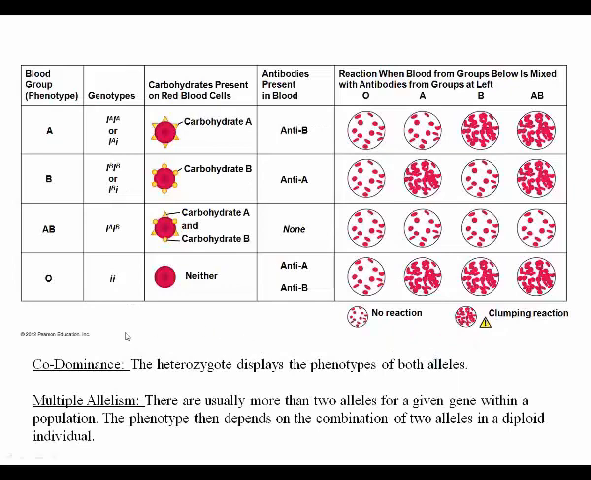There are two other extensions, codominance and multiple allelism, that I can explain in one example. Codominance is when the heterozygote displays the phenotypes of both alleles. Multiple allelism refers to the fact that there are usually more than 2 alleles for a given gene within a population. Still, though, the phenotype depends on the combination of 2 alleles. However, there are more than 2 out there in the population that can produce that phenotype. An example is blood type in humans.